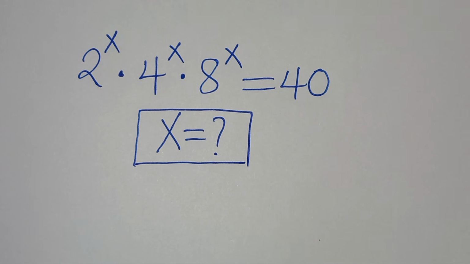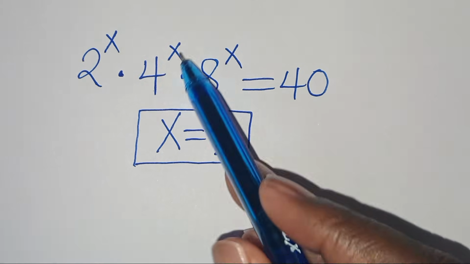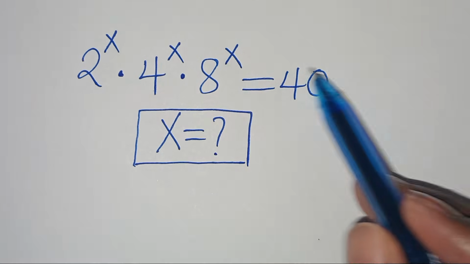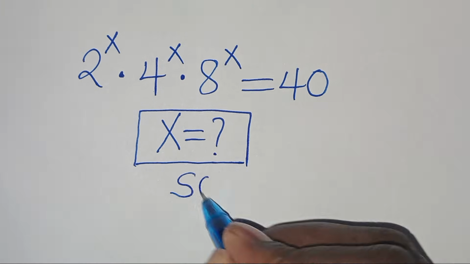You're welcome to solve this nice exponential equation, which is 2 to the power of x times 4 to the power of x times 8 to the power of x. This is equal to 40. So what is the value of x? Now let's provide a solution from here.